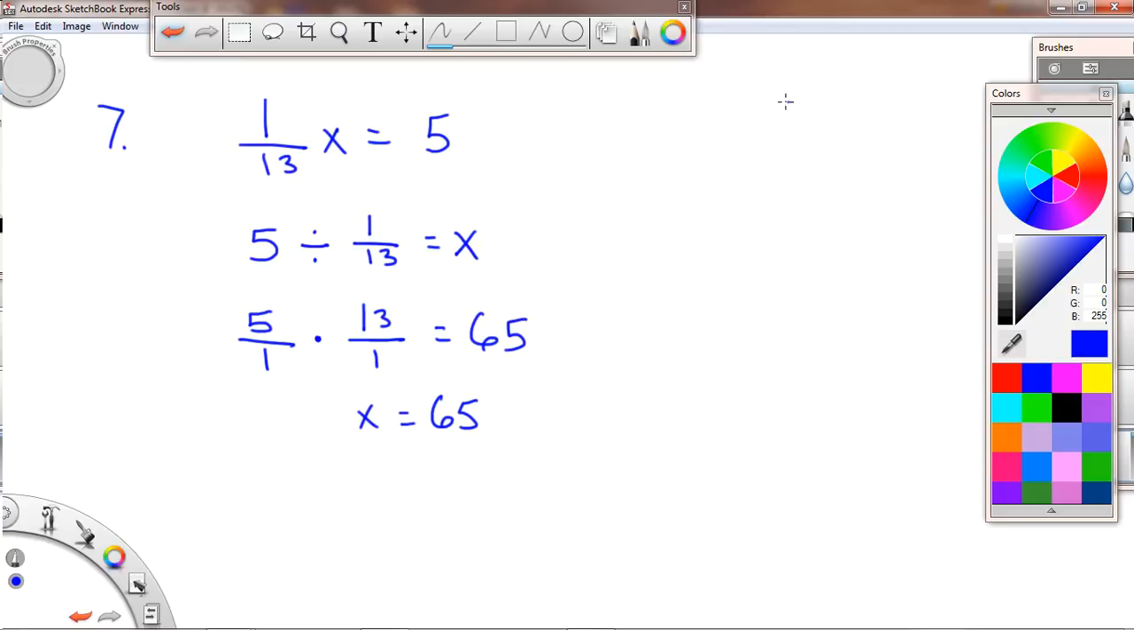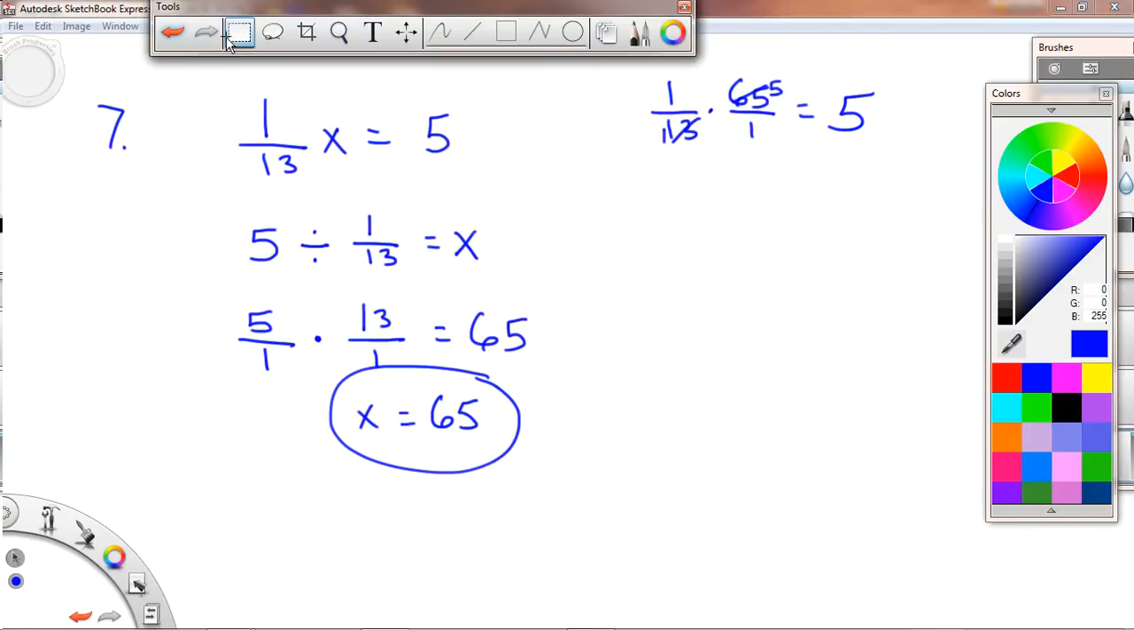And you could see if I come over here and I plug this back into the original problem, 1/13 times, and I'm going to substitute 65 for x. Well, you can see that this is true. This is going to cross cancel, and we're left with 5. Okay, so this is our solution here. Same thing we did in the last problem. We just had to do this extra step of dividing by a fraction.